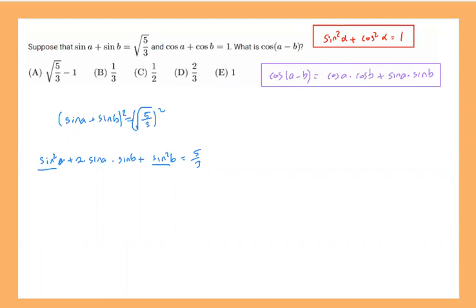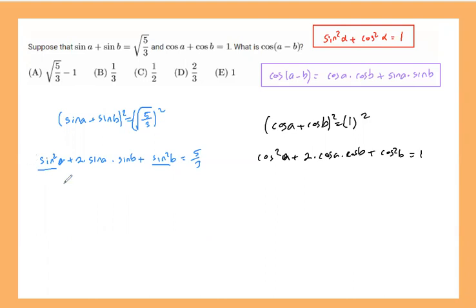So what I'm going to try now is the second equation that we are given, which is cosine A plus cosine B equals 1. If you square this equation, this is also a square of a binomial, so that will be cosine squared A plus 2 times cosine A times cosine B plus the square of the second term, cosine squared B, equals 1. So this is the first equation, and this is the second equation.